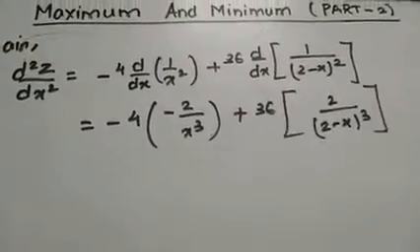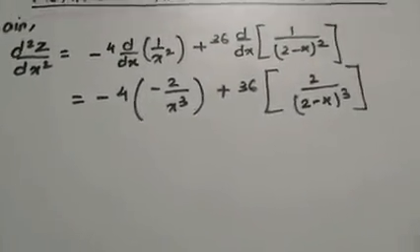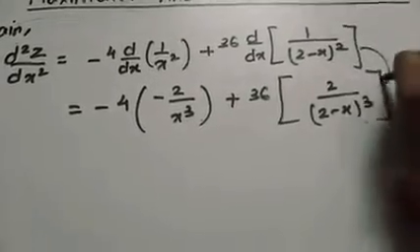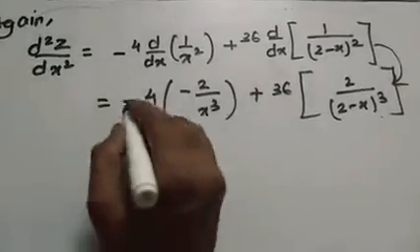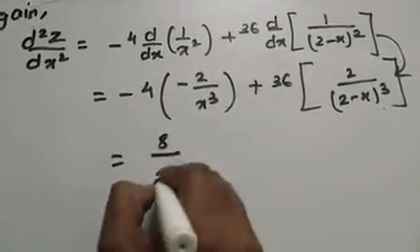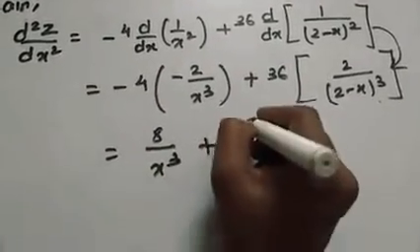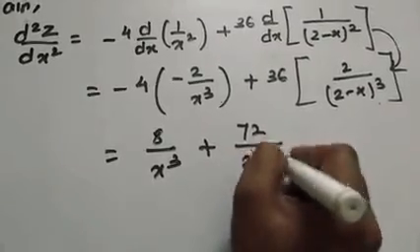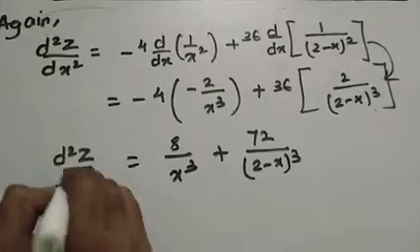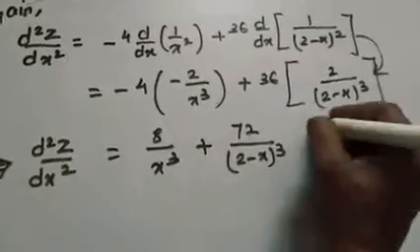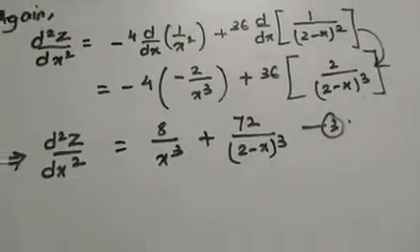So this will be plus. Try this one, how it comes. Now opening the bracket, plus 8 by x cube plus 72 by 2 minus x whole cube. So this is our second order derivative. Name this expression as 2.